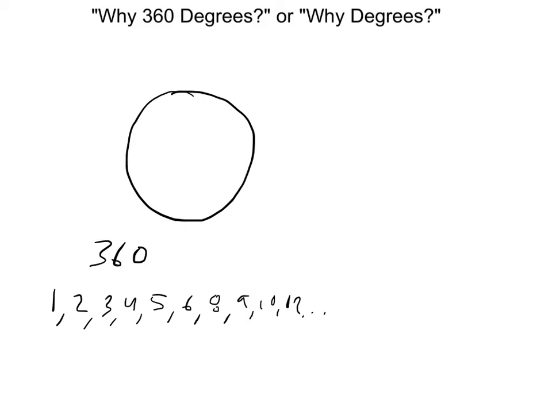But somebody could make the argument, well, why didn't they use 400? Why didn't they use 600? Why didn't they use 1200? Why didn't they use some other number of degrees? And there really aren't any good reasons for it. The reality is 360 degrees is the number they used because it's the number that they used.